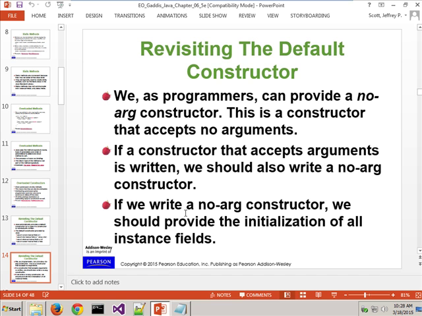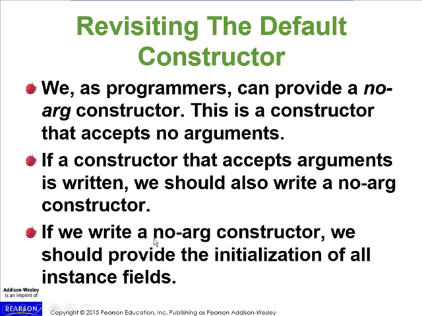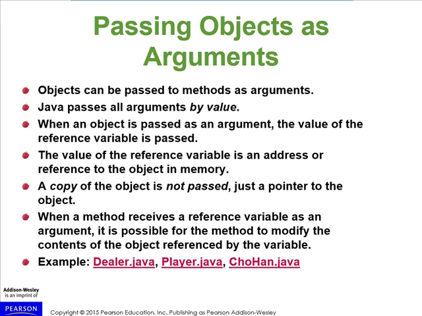And as the author mentions right here, in the bottom bullet, if you do write your own, you should provide initialization for all instance fields. And he's got a pretty good program here starting on page 372, and it goes all the way through page 375. It's an inventory item program. And he shows you what's in it here, and he shows you the code, etc. And again, it's not a terribly long program, 80 lines, and then the demo is like 40 lines.